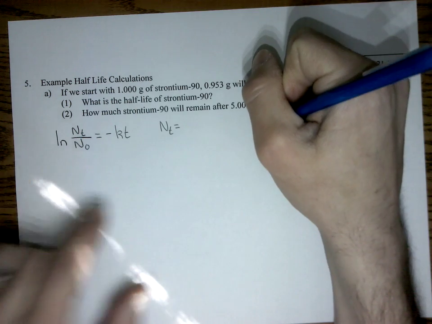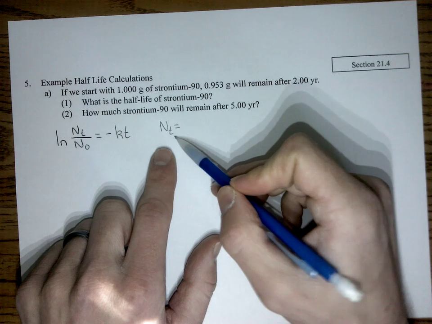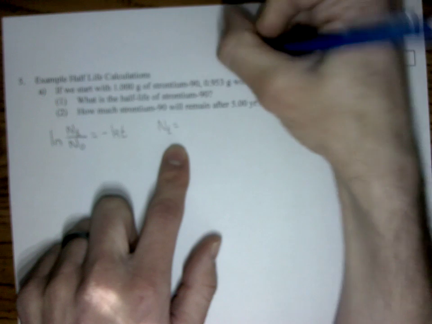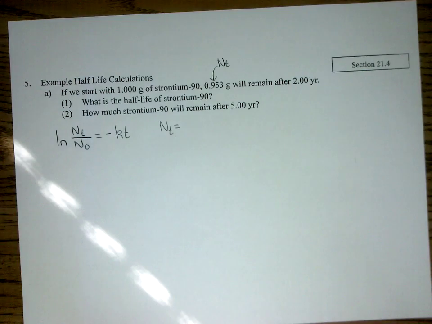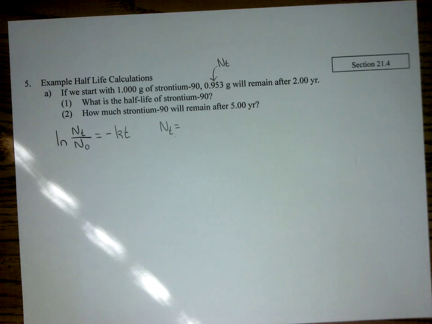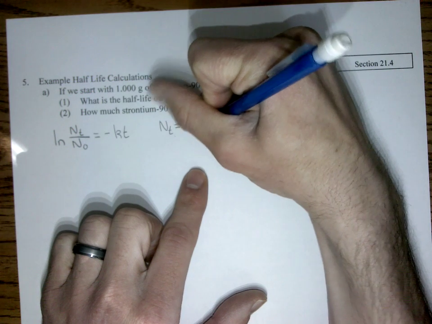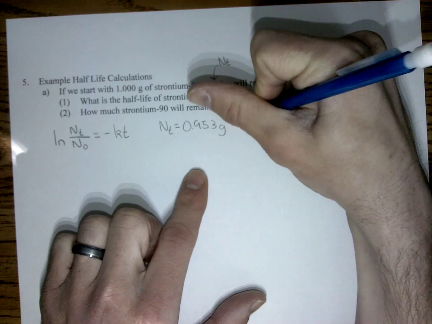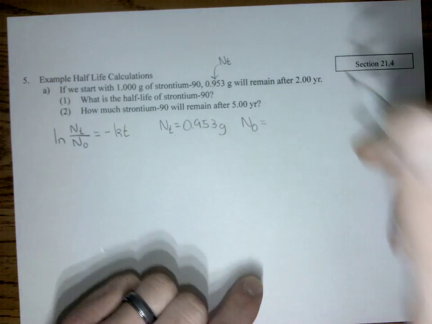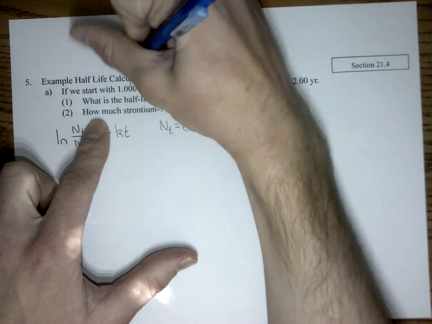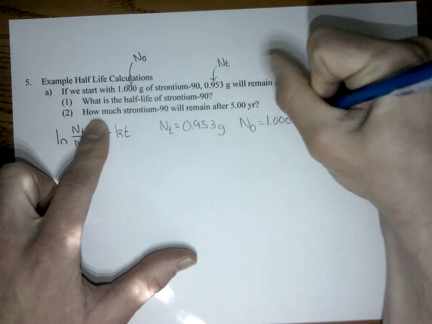Nt is your amount of substance at a specific time. So after 2 years, it is going to be this 0.953. Again, Nt is, okay, after you've had some of this substance decay, how much is left? Okay, so 0.953 is left, and that is grams. Now, our N naught, or our N sub 0, as some people may say, is your initial amount. Well, your initial amount here is 1.00. So we put 1.00 grams.